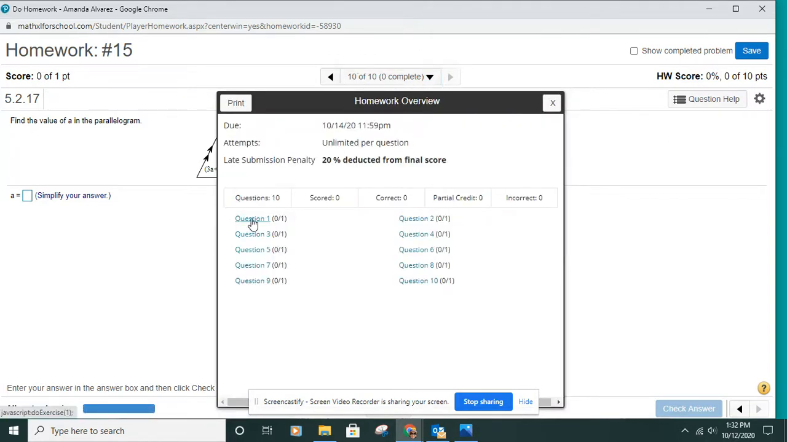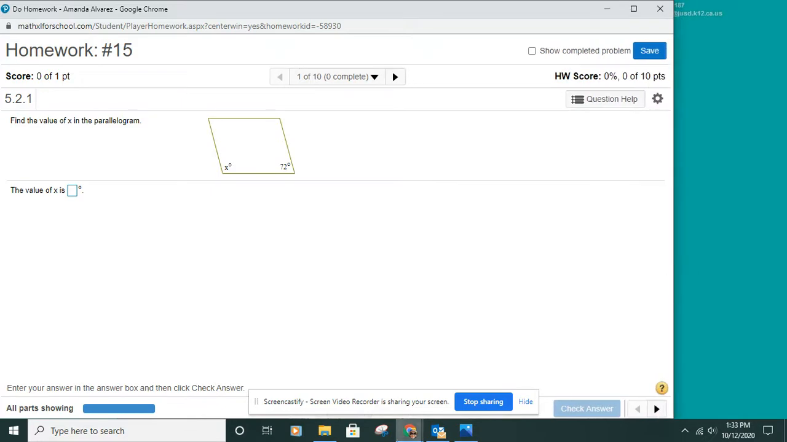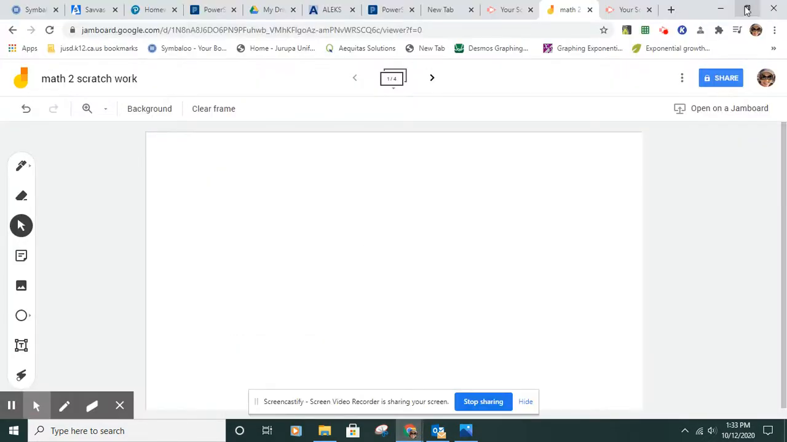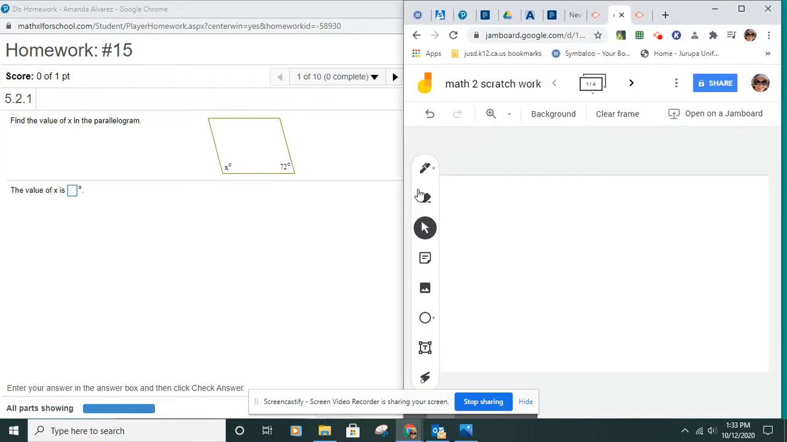Let me go back to question 1. So this is basically just practicing what we learned right now in the notes. So find the value of x. So these are consecutive angles which add up to 180. Let me go ahead and show you. I have a geom board that we can use. So I need to do 180 minus 72, just like what I was showing you guys in class or in the notes.